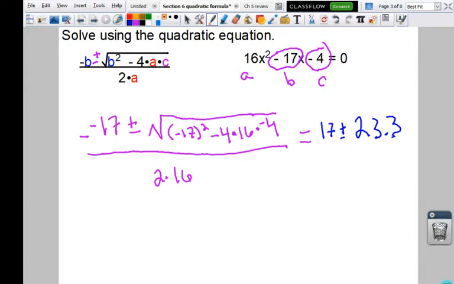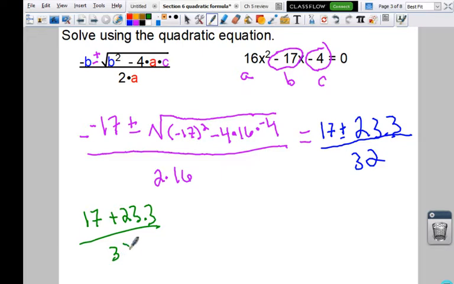Can we do 2 times 16 first? 32. And then we're going to put that on the bottom. Right, 2 times 16 is 32. Alright, so this is where the plus minus comes in. I have 2 problems. I have 17 plus 23.3 divided by 32, and I have 17 minus 23.3 divided by 32. And I gotta solve both of these because I'm gonna get 2 answers.